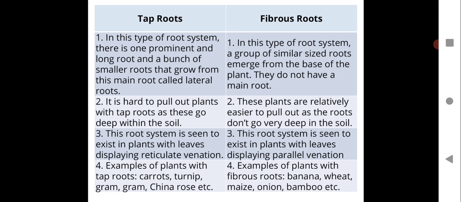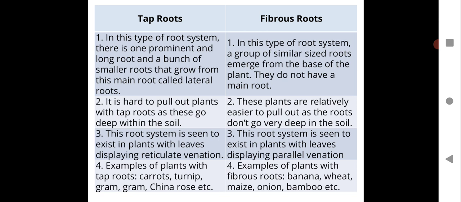Taproots and fibrous roots, let us have a comparative study. So please make this table in your notebook, children. Taproots and fibrous roots: what is the structure and what are the functions over there? Please do make a table like this and put comparative points so that you can prepare the points of difference between taproots and fibrous roots.